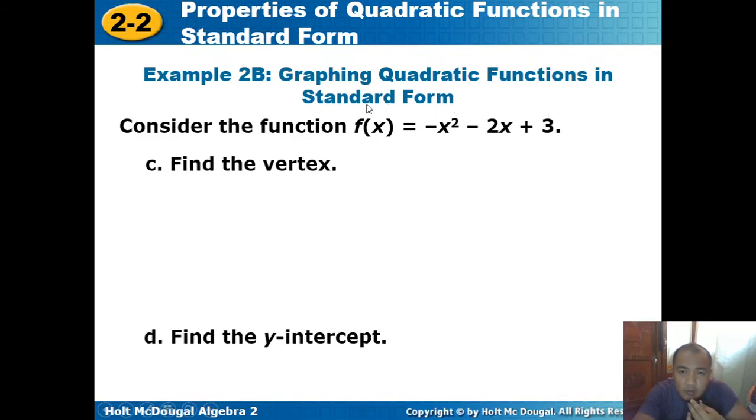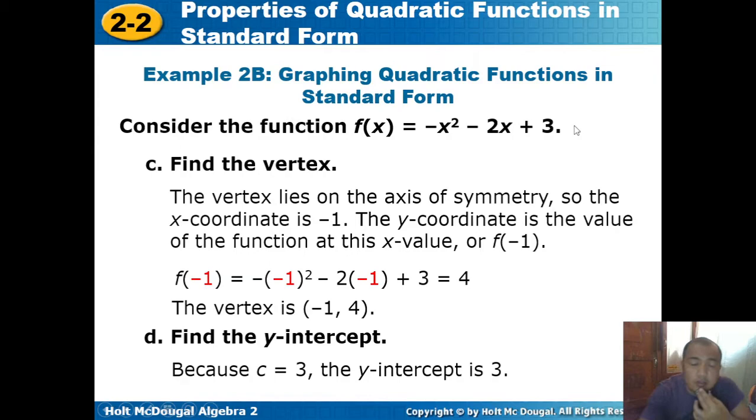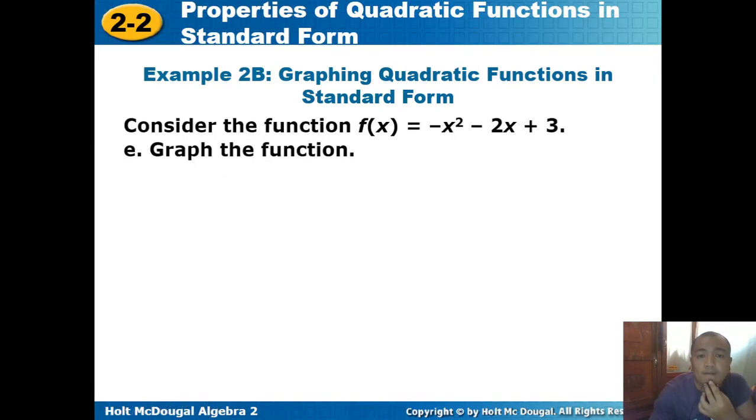Find the vertex of the same quadratic function. Since x equals negative 1 is the axis of symmetry, negative 1 is also the x-coordinate of the vertex. Now, to solve for y, substitute negative 1 in the original equation. Negative 1 squared minus 2 times negative 1 plus 3 is 4. So therefore, the vertex is at (negative 1, 4). Find the y-intercept. The y-intercept of this quadratic function in general form is actually the c, which is 3. So the y-intercept is 3 or (0, 3).